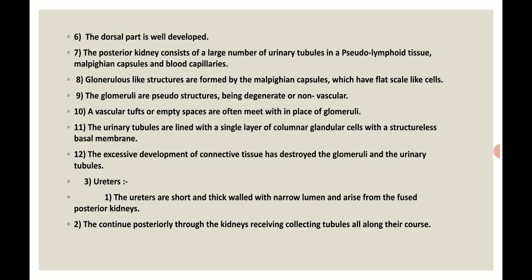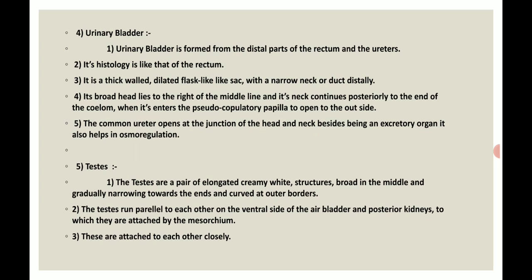Here, the third one is the ureters. The ureters have a short, thick wall with a narrow lumen and arise from the fused posterior kidney. They continue posterior to the kidney, receiving collecting tubules all along their course.